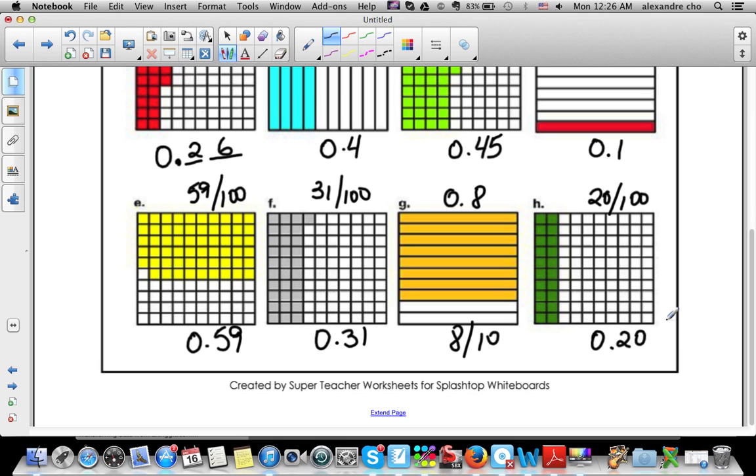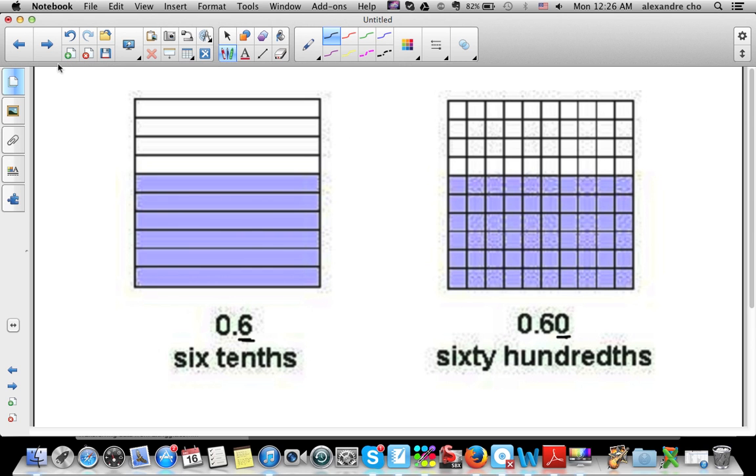Okay. Hopefully you're not having any trouble with this. Okay, so let's see what we have next. So now, this is something that I want to show you. Here's something that's broken into 10 pieces, and 6 are shaded. Something that's broken into 100 pieces and 60 are shaded. Okay, this also shows you why we don't need that 0 at the end. It means the same thing. Okay, one is 60, the other one is 6, and you can tell by the shaded area they're exactly the same. Okay.